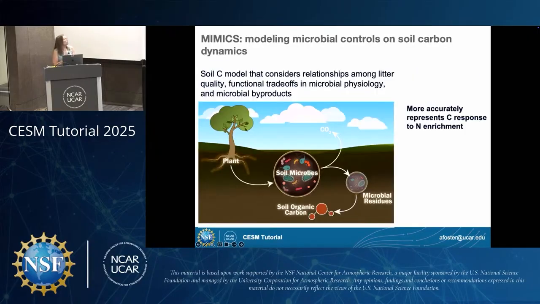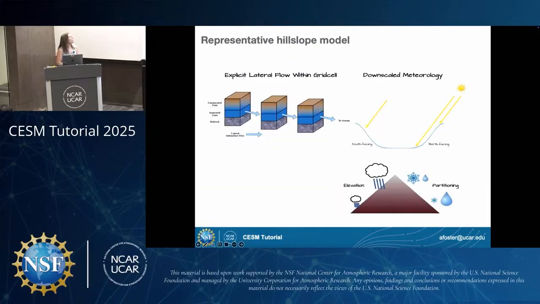Okay, so we also do cool things under the ground. So MIMICS, we're modeling microbial controls on soil carbon. MIMICS is a soil carbon model that considers relationships among litter quality, functional trade-offs in microbial physiology, and microbial byproducts. And so we think this more accurately represents carbon response to nitrogen enrichment, which is really important if we want to think about how plants might adapt to, like, CO2 fertilization. And then I'm just going to skip over this because we'll talk about the representative hillslope model, but that's also a cool future thing that we're doing.